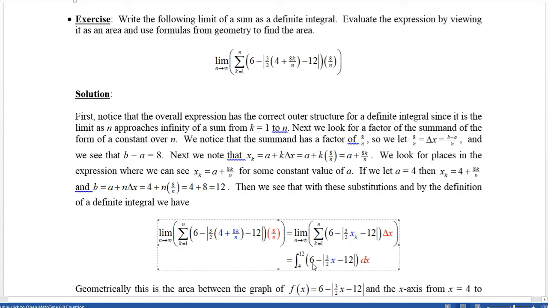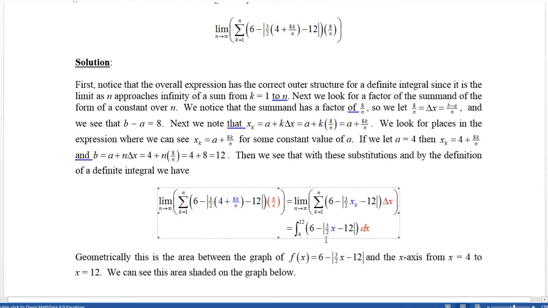This becomes an integral, and we already figured out a and b are 4 and 12 respectively, so it's the integral from 4 to 12. The delta x becomes the dx. The x sub k is just replaced by x. So the function now is f of x equals 6 minus the absolute value of 3x minus 12, close your absolute value. And we're integrating that function from 4 to 12.